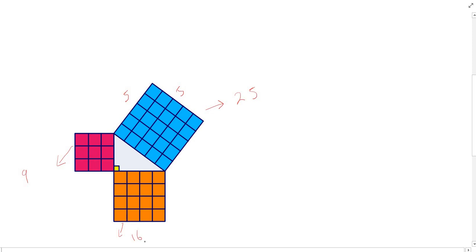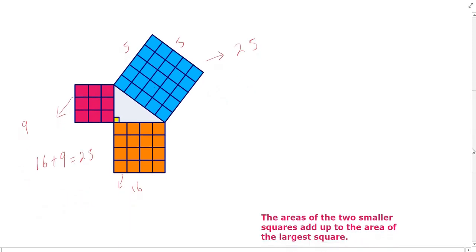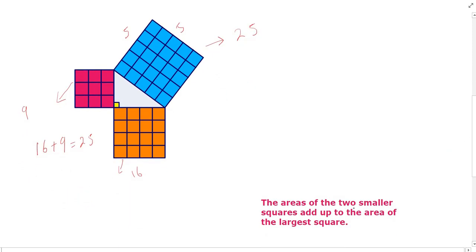The area of this square is 16, and the area of this one is 9. If you add these two squares, we get 16 plus 9 is equal to 25, and the area of the big square is 25. I think you get the pattern. So the definition of the Pythagoras theorem is that the area of the two smaller squares add up to the area of the largest square. Yeah, so when you solve the questions, you use this definition.